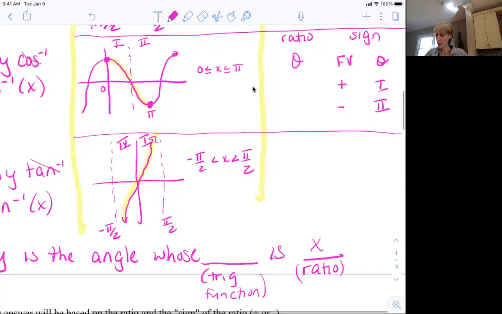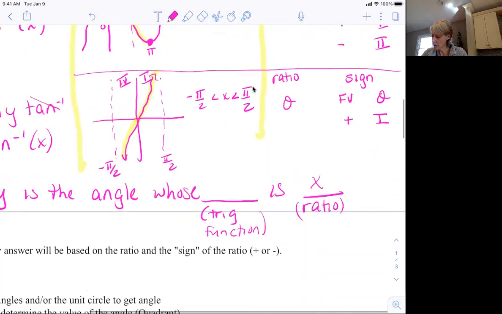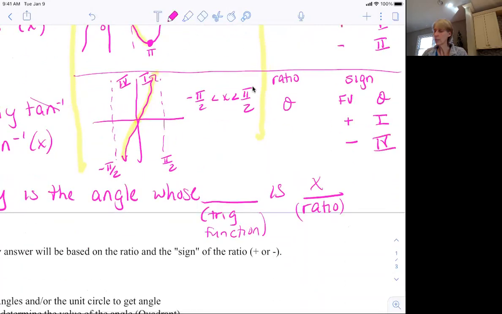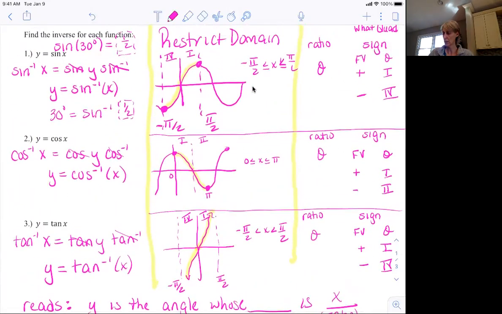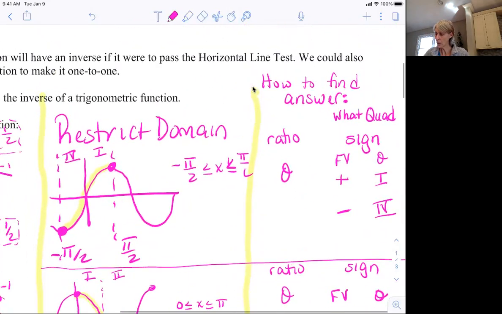But to us, the important thing is, how do we work backwards? Use the ratio from the triangle to get your angle. Adjust the sine based on the quadrant. Positive, our answer will be the first quadrant value of that angle. Negative, our answer will be the fourth quadrant value of that angle. So a lot of stuff going on in the middle. What's important is how to find your answer.